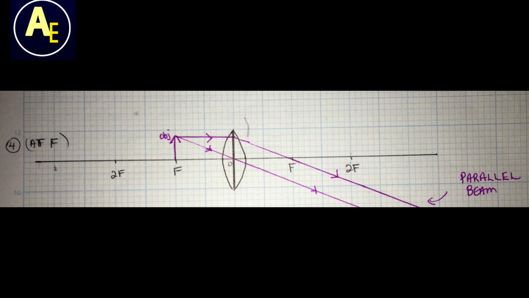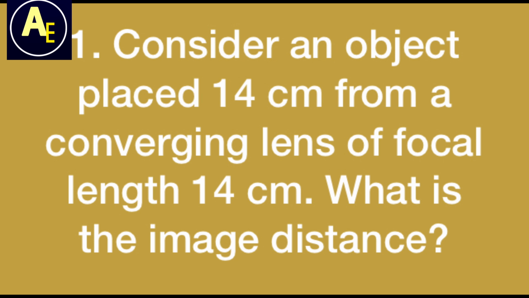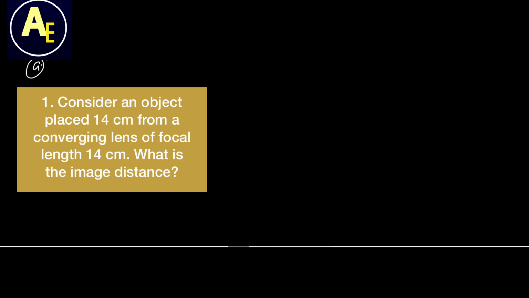An object placed at F has the same object distance as the focal length, as seen in our example. For each question given, we will draw a lens diagram, use our lens formula, and make observations about what our image should be.